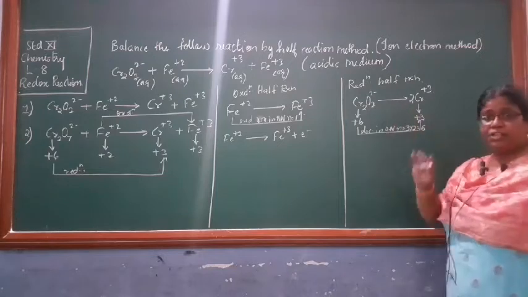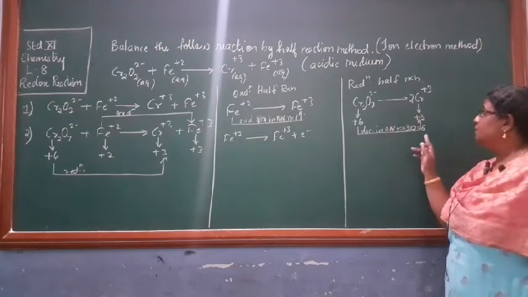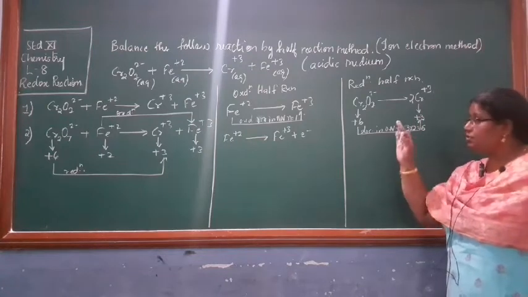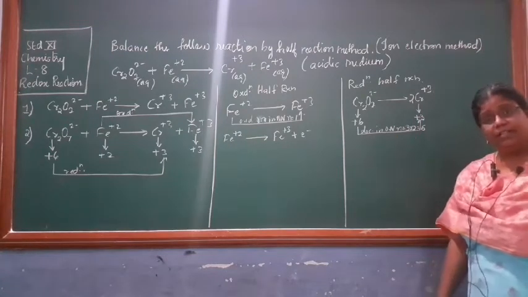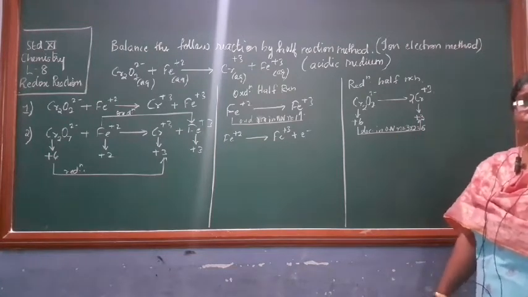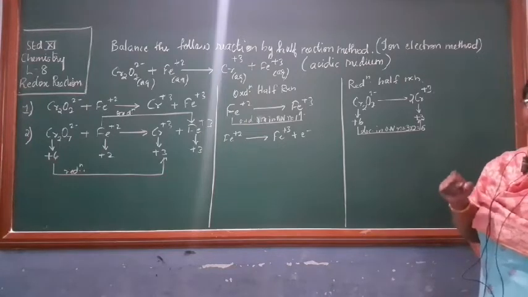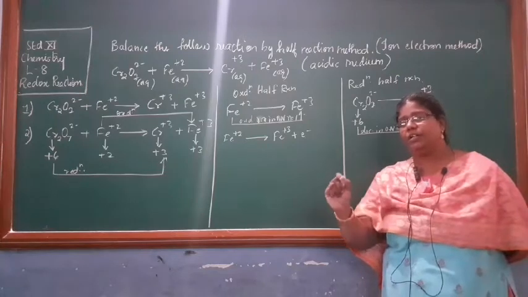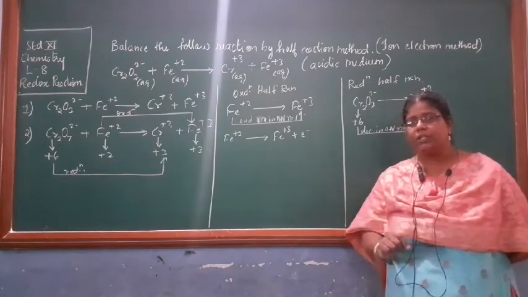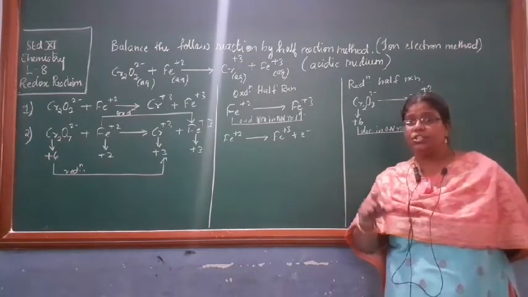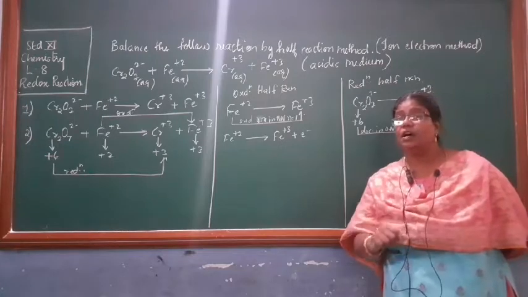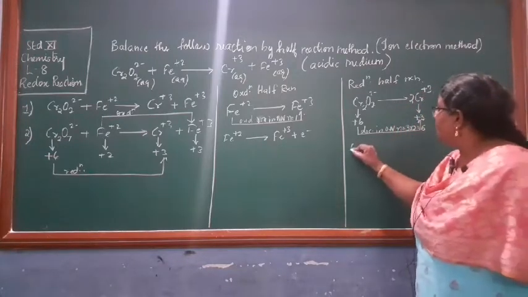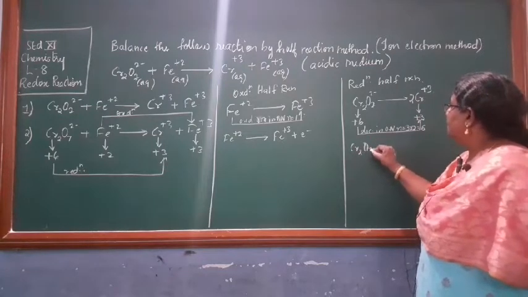Now this is a reduction half reaction. Reduction half reaction means you have to add electrons to the left hand side, that is, the reactant side. Why? Because electrons are gained according to the definition. What is a reduction reaction according to electron transfer theory? It is the reaction in which the electrons are gained. So here you should add electrons on the left hand side.